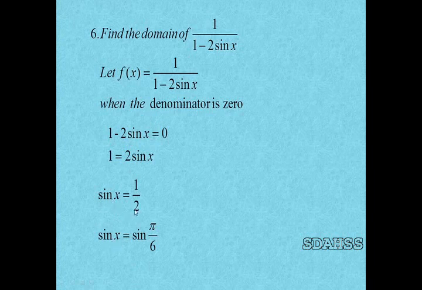We know that in trigonometry, sin 30 is 1 by 2. Sin 30 we can write as sin pi by 6. Pi means 180, and 180 by 6 is 30. So sin 30 is 1 by 2. So sin x is equal to sin pi by 6.